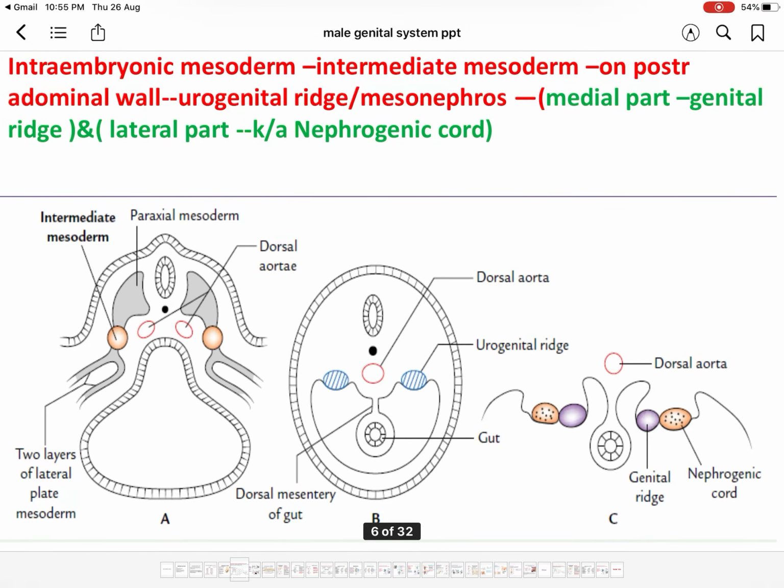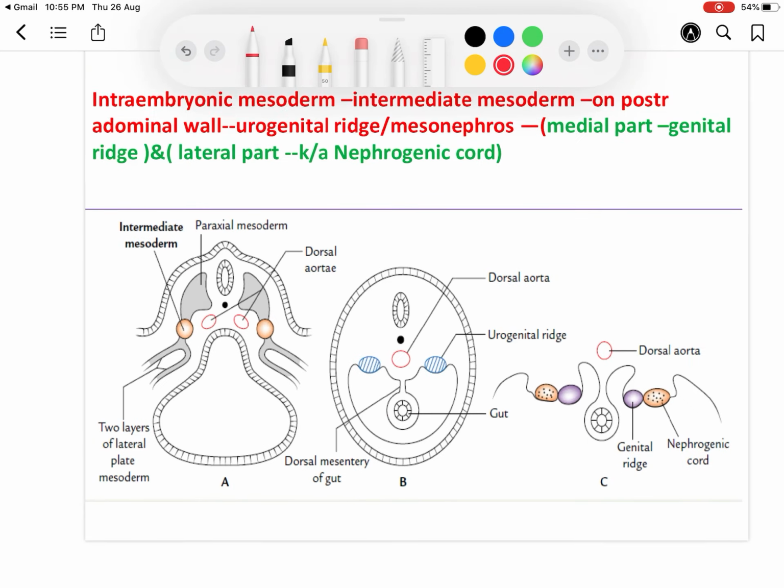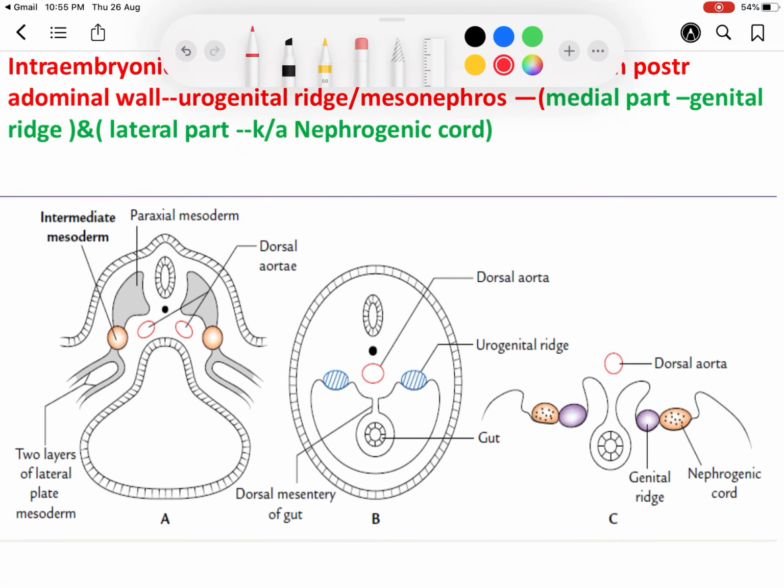So first of all, about development of the genital system. As I have told you, mesoderm and the coelomic epithelium. This mesoderm is coming from the intraembryonic mesoderm. In this diagram, this is the posterior part or the dorsal surface of the body, and this is the ventral surface. On the dorsal most part, this is the neural tube, this is the notochord, this is the paraxial mesoderm, this one is the intermediate mesoderm, and this is the lateral plate mesoderm.